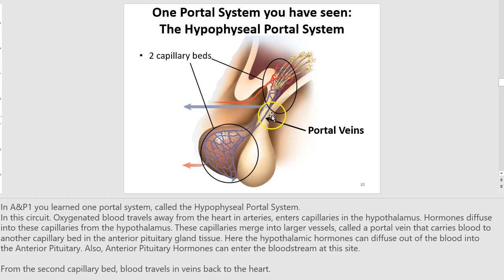So this is the hypophyseal portal system right here. And then they diverge again into another capillary bed. At this site, the hypothalamic hormones that traveled from the hypothalamus down to this capillary bed, which is around and in the anterior pituitary gland, diffuse out of the capillary bed. Also, the anterior pituitary hormones can enter the bloodstream at this location. So hypothalamic hormones are dropped off, anterior pituitary hormones are picked up, and then the venous system will carry the blood back to the heart.